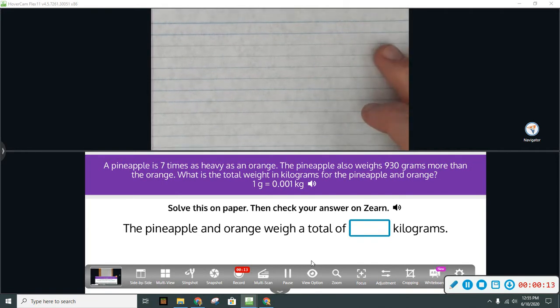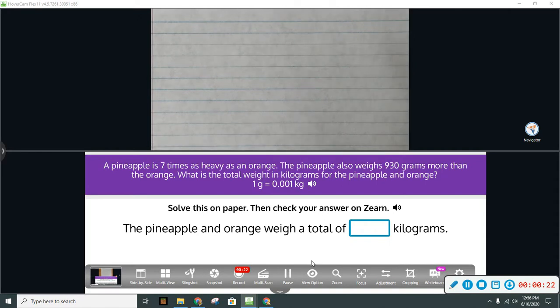A pineapple is 7 times as heavy as an orange. So a pineapple is heavier than an orange. If you've ever seen them at the grocery store or at home, I think most of us can agree that's true. The pineapple also weighs 930 grams more than the orange. Okay, so again, pineapple weighs more, we got that. What is the total weight in kilograms for the pineapple and the orange?